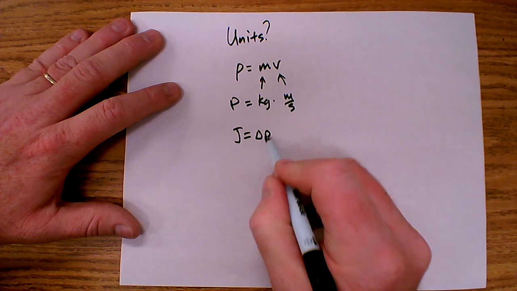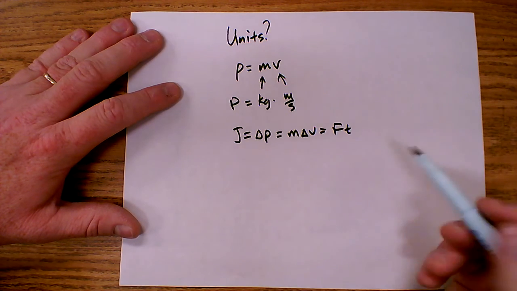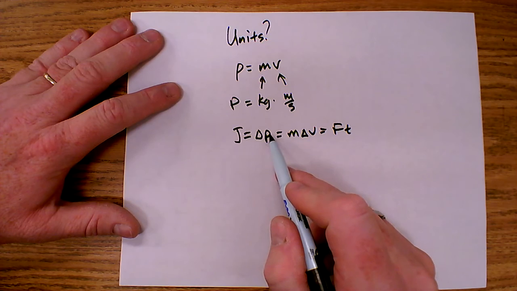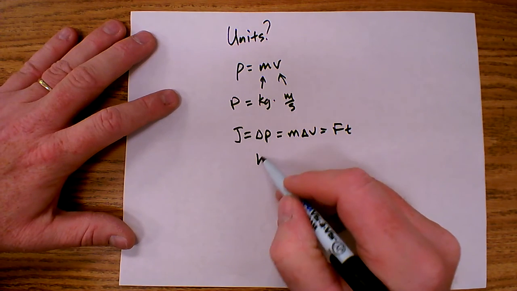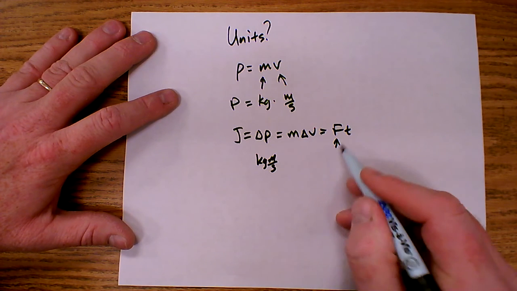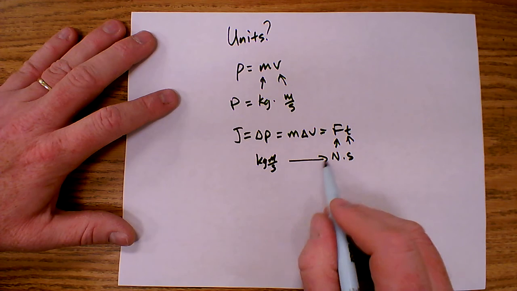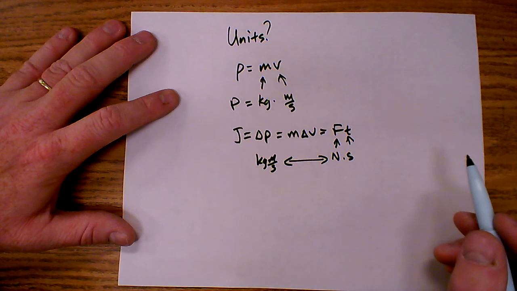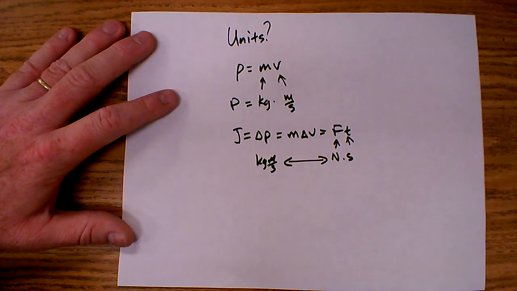Now we also know that impulse equals the change in momentum equals mass times change in velocity equals force times time. So change in momentum is going to be kilogram meters per second minus kilogram meters per second. So we have just kilogram meters per second there. But we can see here force times time, that's newtons times seconds. So kilogram meter per second is the same thing as a Newton second. So either one of those will work just fine as the units for momentum.